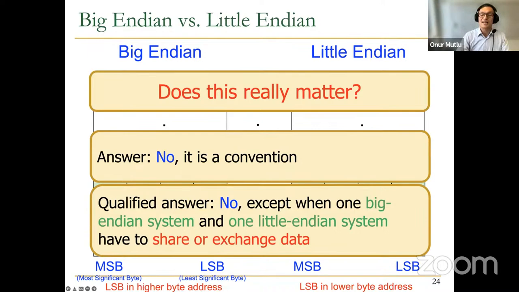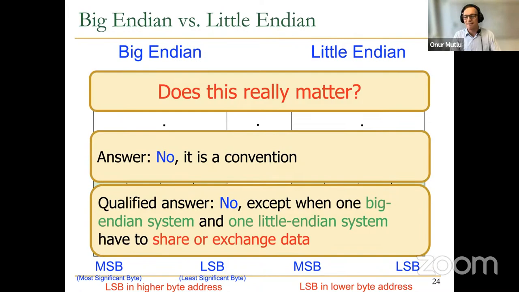So in general, this doesn't matter. When you're programming a single computer, it doesn't matter as long as you know whether your computer is little endian or big endian. But when you're communicating between two computers, if a little endian is communicating with a big endian, or the other way around, you need to know this. Hopefully this makes sense. This is just a convention.